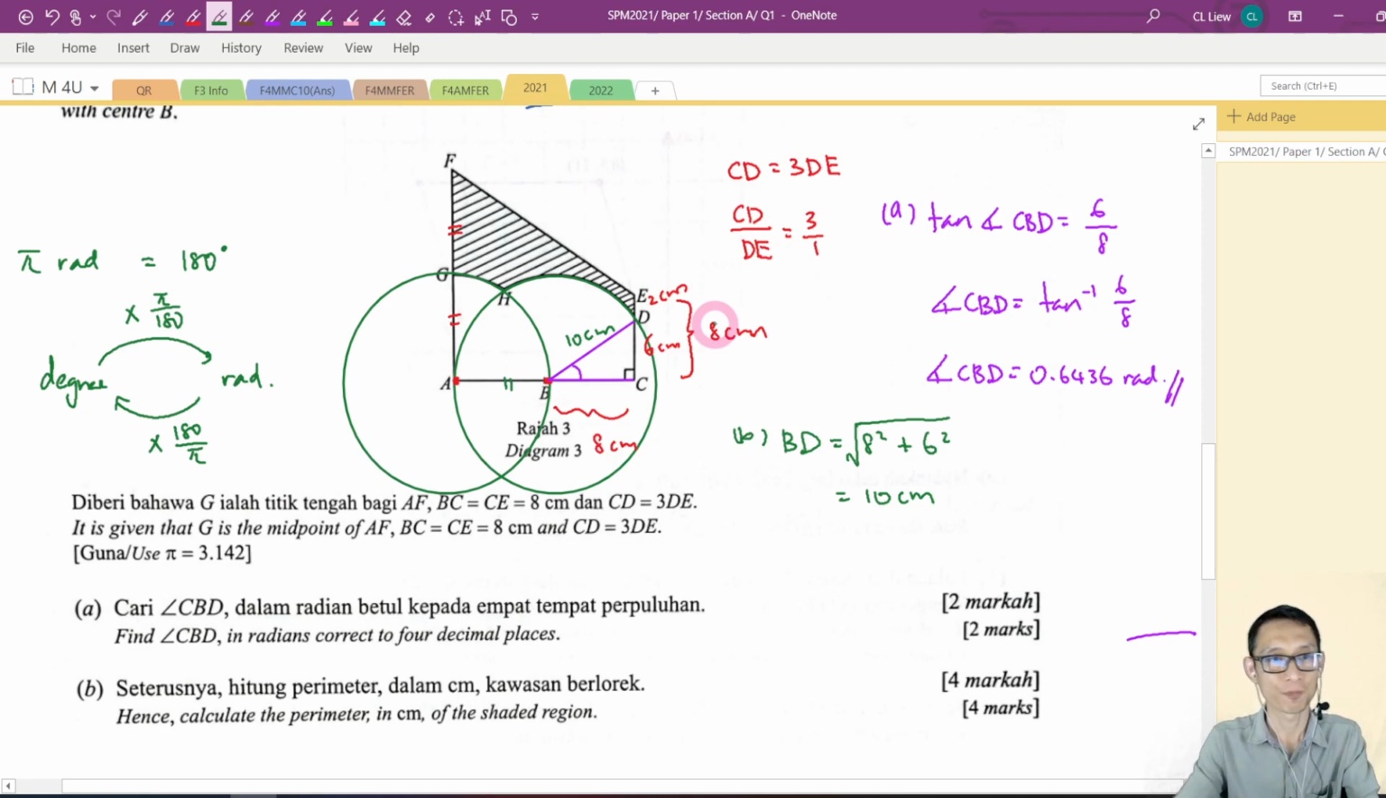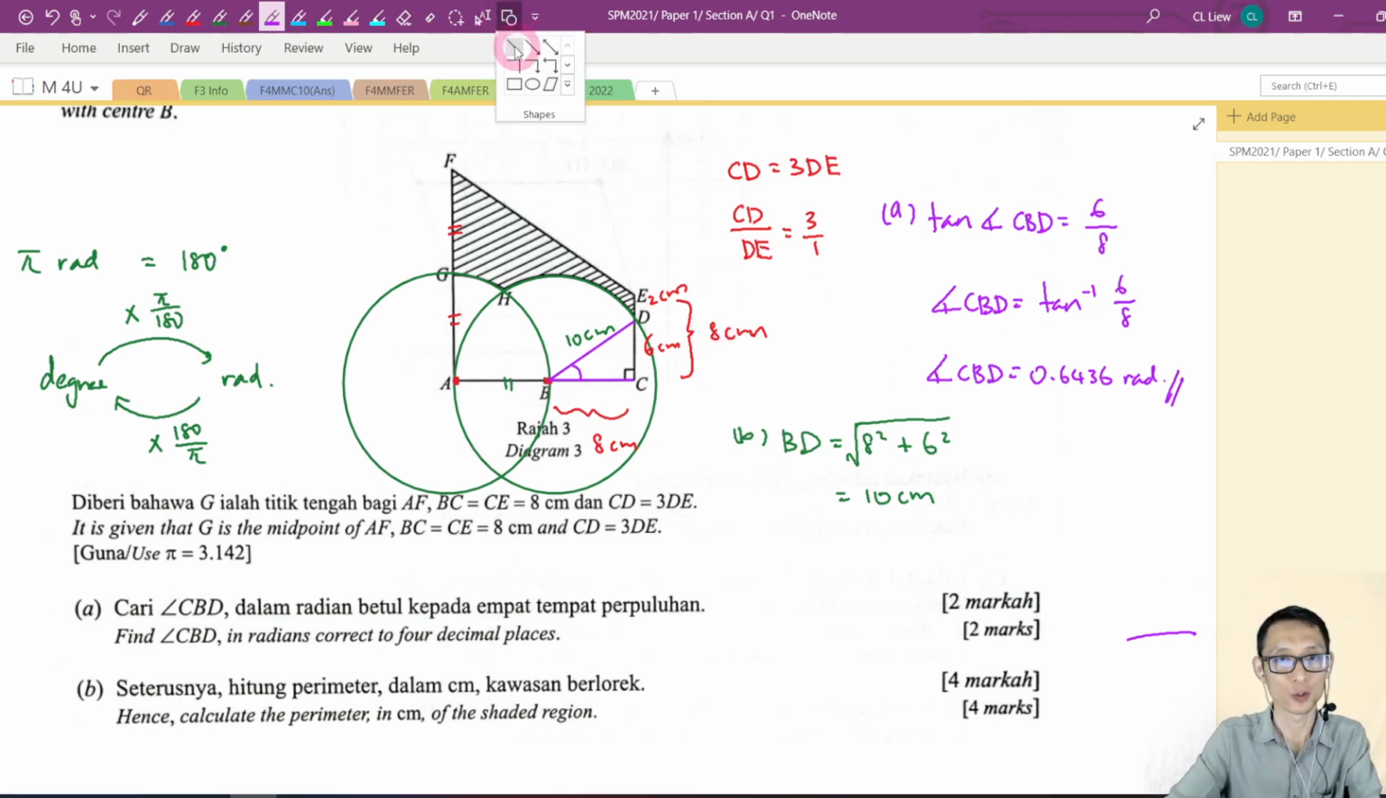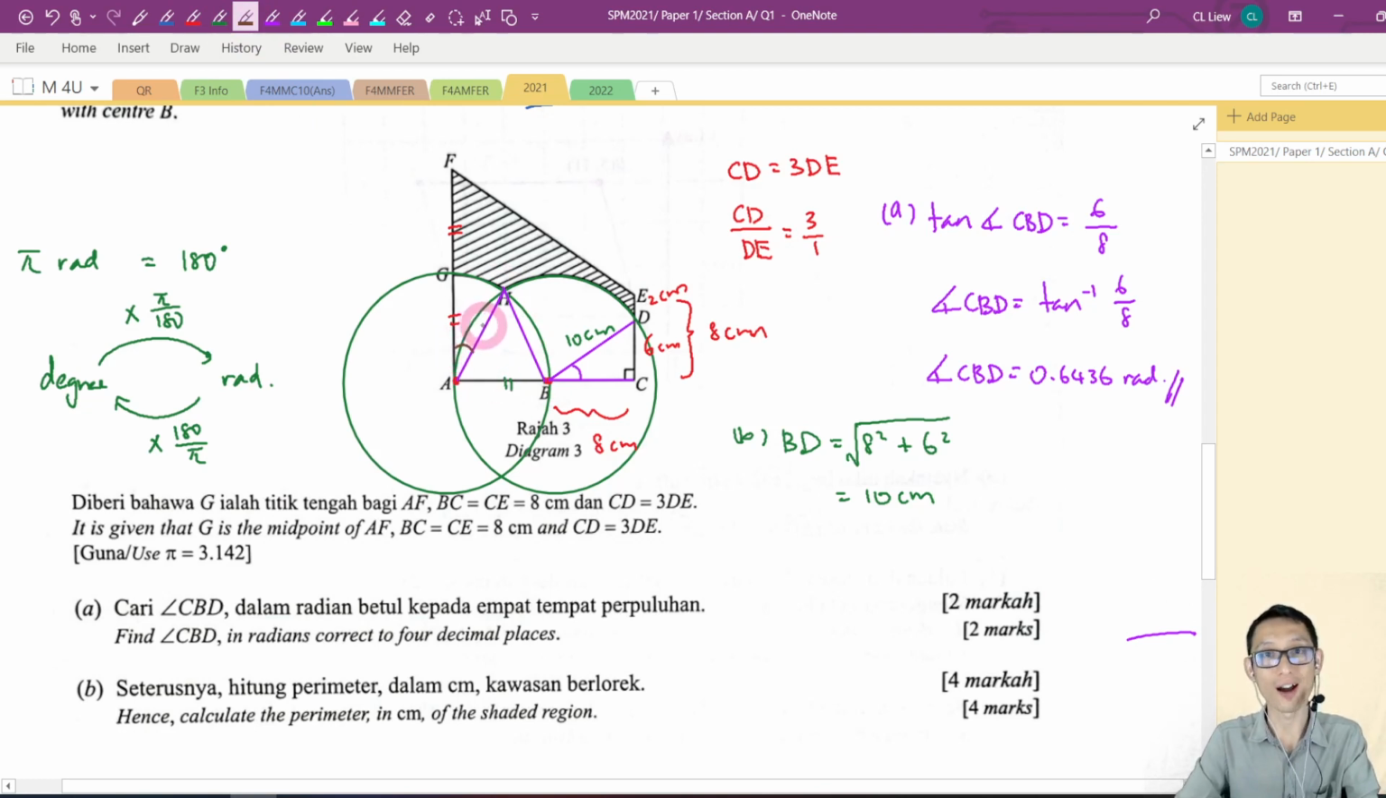So next, we need to know the angle here, so that we can use r theta. We have the r, but we don't have theta. The theta is over here. We need the theta so that we can use the formula r theta to help us get the arc length here. And same thing, we also need this angle to help us get the arc length here, HD.